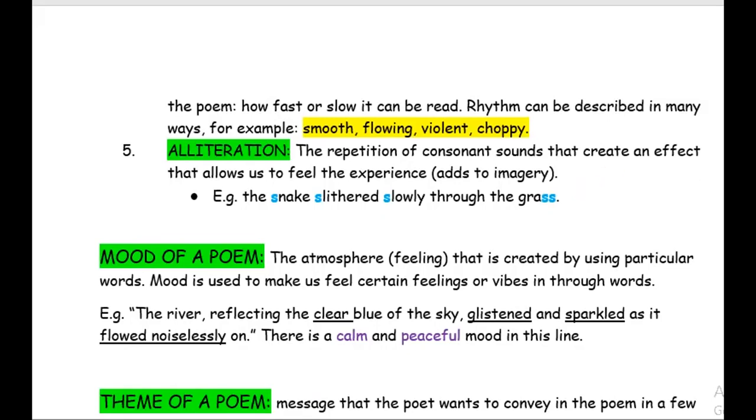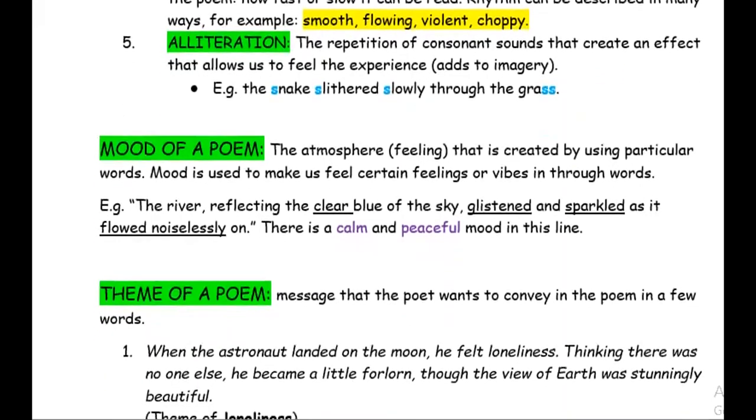Okay, let's look at the next figure of speech. We look at the mood of the poem, right? So basically, the mood of the poem is the atmosphere or the emotion that is created by using certain words, right? They say that words can either make or break a situation. All right, so be very careful with your words because words portray emotion.